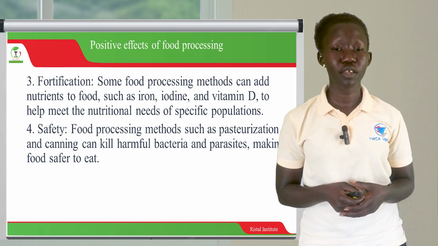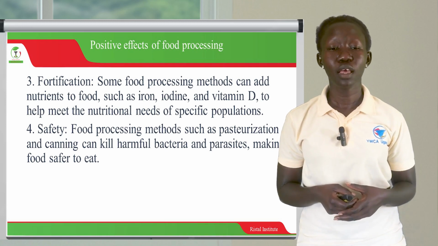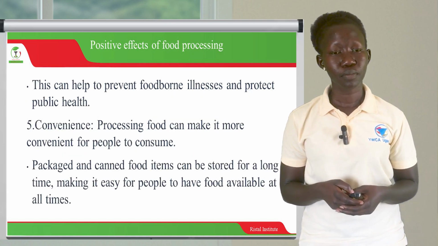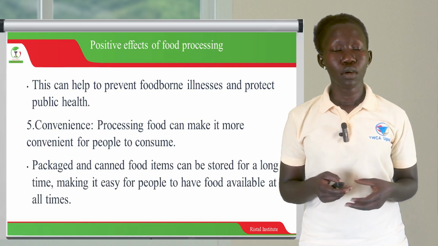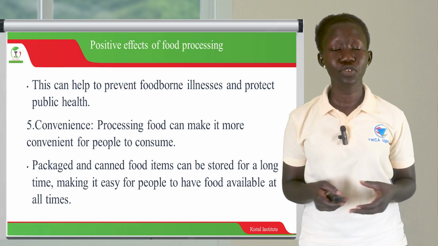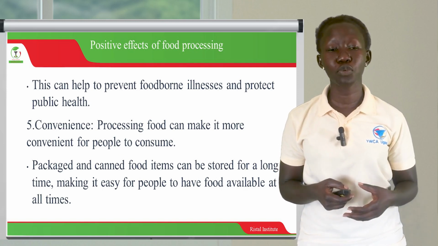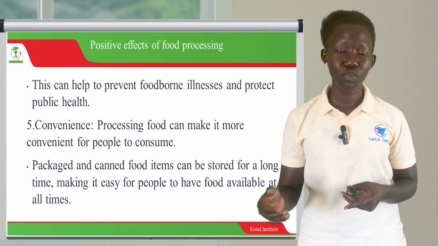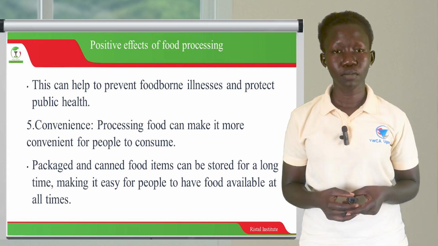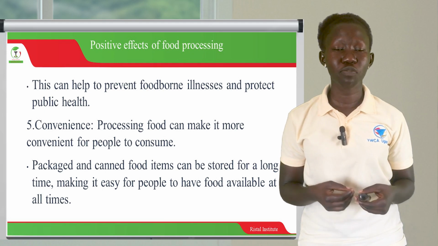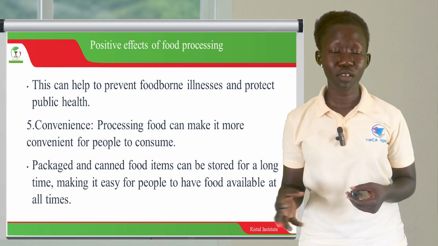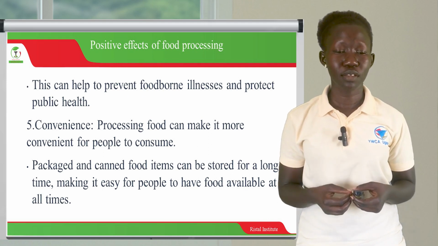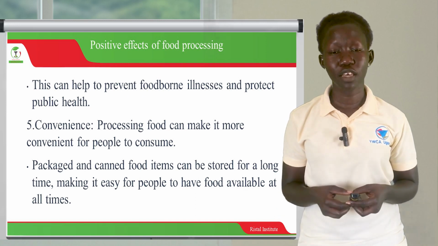And also food processing methods such as pasteurization and canning can kill harmful bacteria and parasites, making food safer to eat. Convenience. When you process some kinds of foods, it makes it more convenient for people to consume. Packaged and canned foods can be stored for a long period of time, and anytime you need to consume that food, you just pick and eat. And it helps you to minimize the long process of meal planning, having to go and access that food item, prepare it, cook, and then eat. But now if the food is already processed, it's easier for you to just pick and eat at any time.